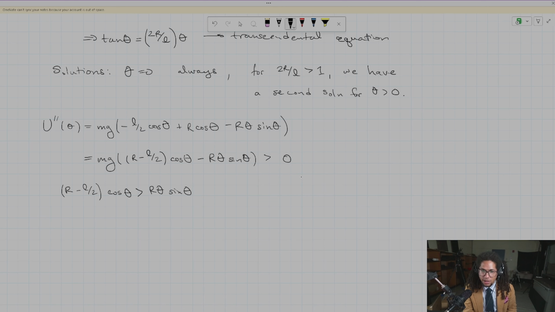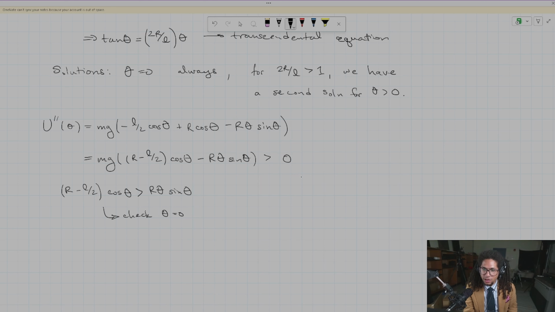Next, I can divide by cos theta. And why can I divide by cos theta? Well, assuming that theta isn't 0. So actually, maybe we should right away check theta 0 and theta equals pi over 2. But theta equals pi over 2 isn't even an equilibrium point, so we don't need to check it. Let's just check theta equals 0.